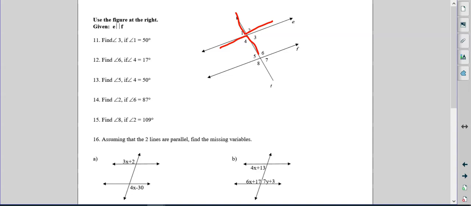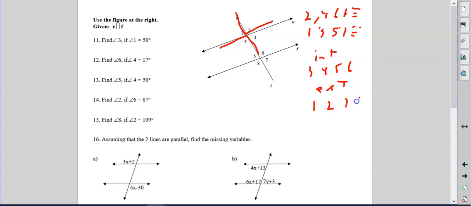Right now, if this was your test, you could look at that and go, okay, 2, 4, 6, 8, congruent. And then you could say 1, 3, 5, and 7, congruent. You could write that down. And then since there's not as many lines, you could say interior are 3, 4, 5, 6. Exterior 1, 2, 7, 8.